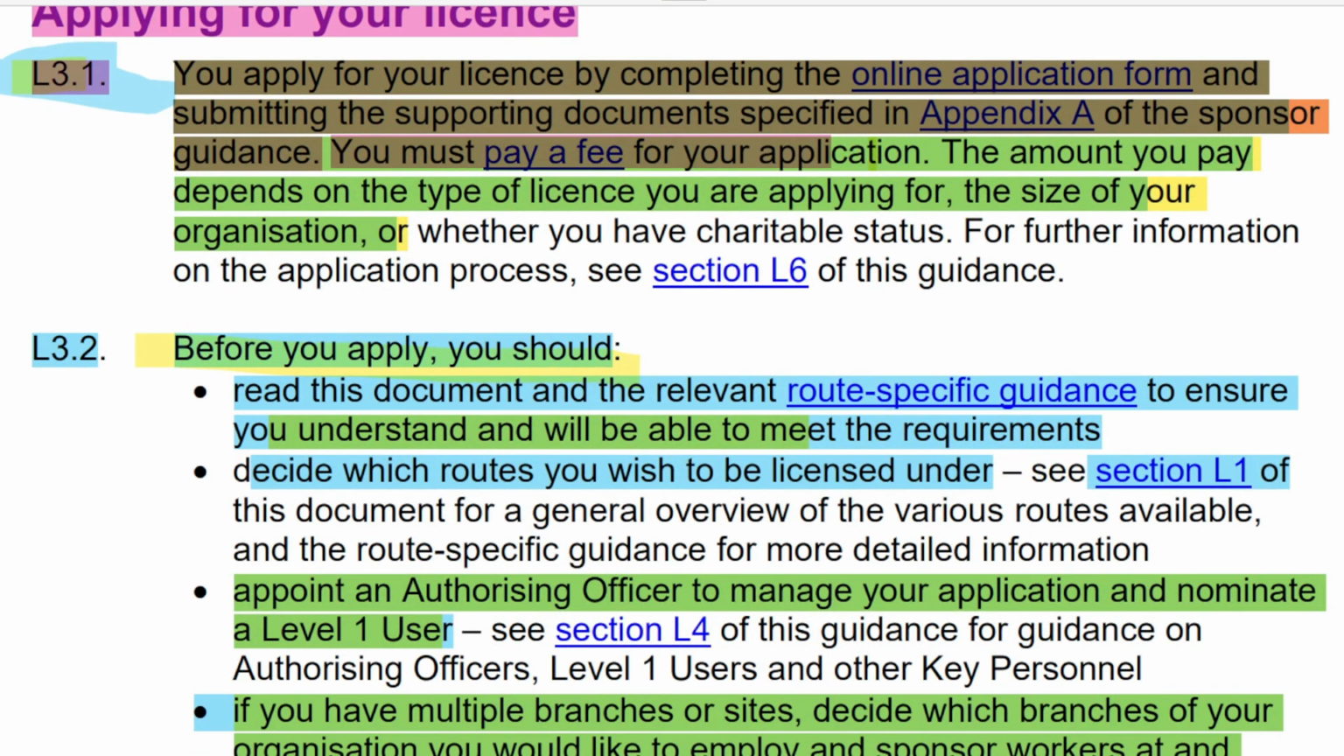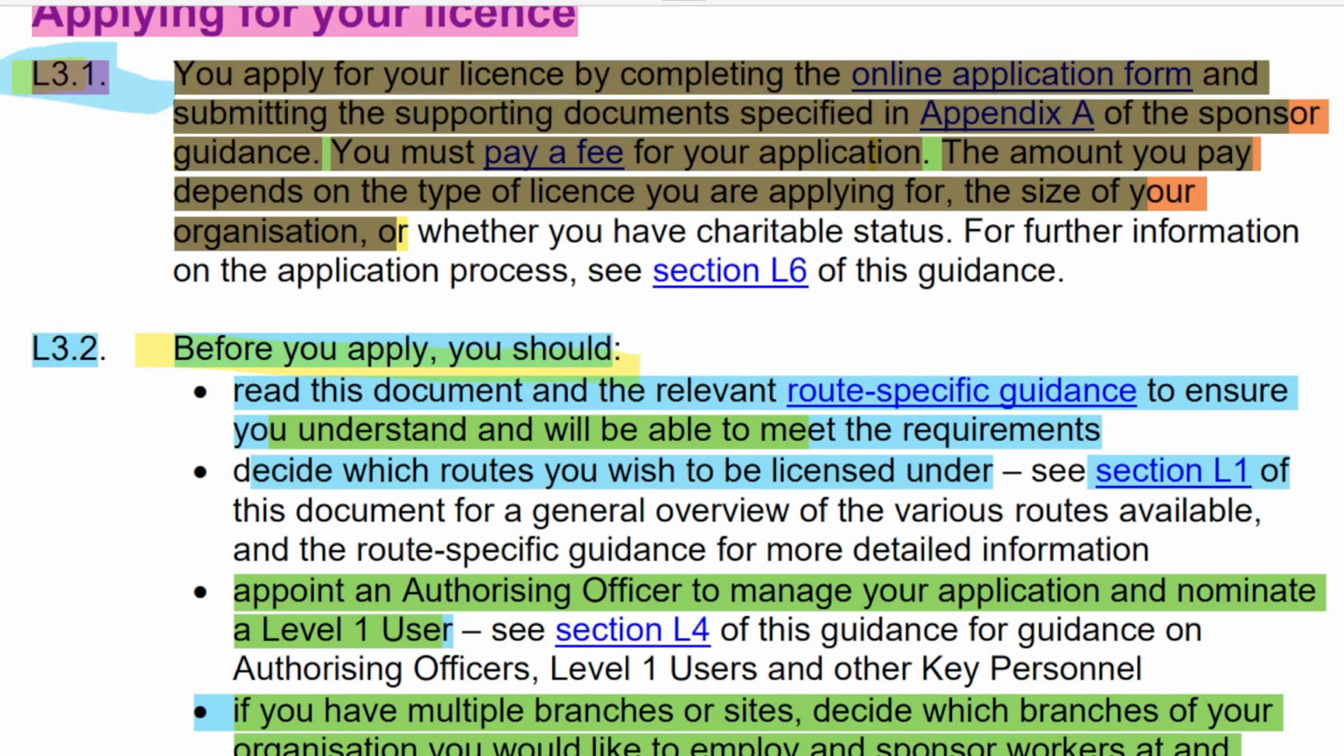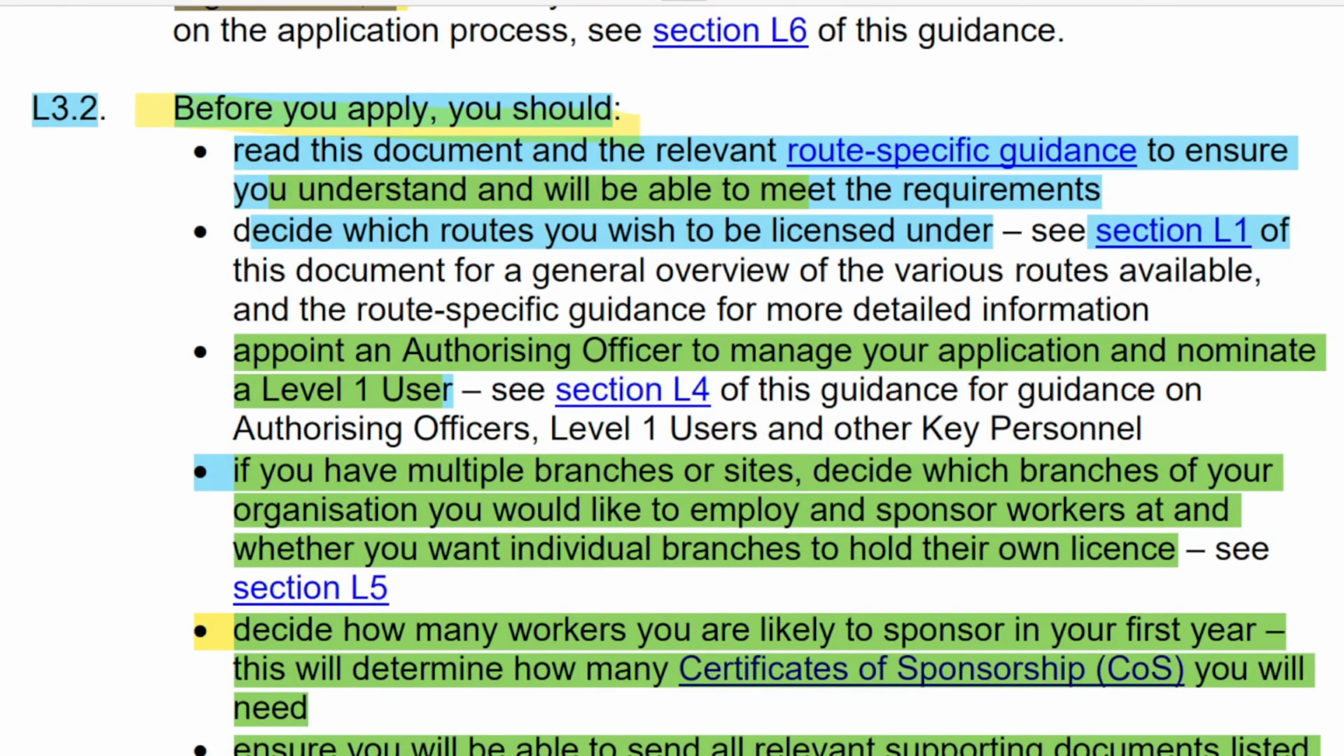You must pay a fee for the application. The amount you pay depends on what type of visa you are applying for and the size of your organization. So if you've got a small company with fewer employees, then you pay less, otherwise you pay more. I have discussed that in my video on how to apply for a sponsor license, covering all the fees and how to do that.